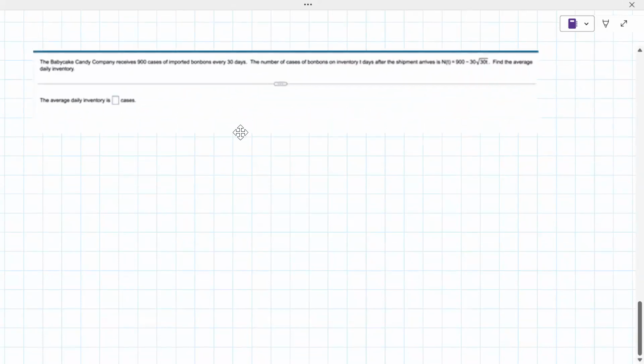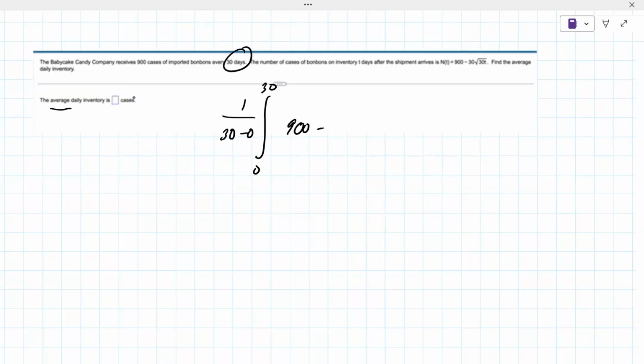Next problem here. Same thing. If you ever see average anything, we're doing the same thing we just did. So average is 1 over 30 minus 0, integral 0 to 30, because it's the first 30 days. 900 minus 30x dx. Then you just go to your calculator and do this.